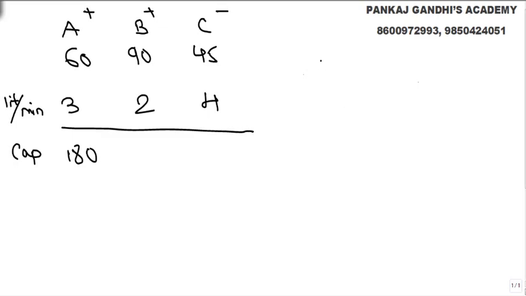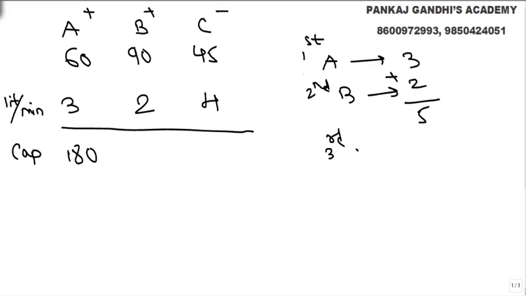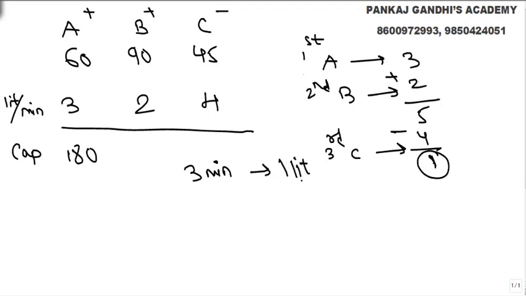Now they are open for 1 minute each in a cyclic manner. First minute A will fill 3. Second minute B will fill 2. Now in the third minute C will empty 4. That is 1. So at the end of 3 minutes we get 1 liter in the tank. In 3 minutes together, first A fills 3, then B fills 2, then C empties 4. So in how many minutes for 180 liters? In 3 minutes, 1 liter. In how many minutes?